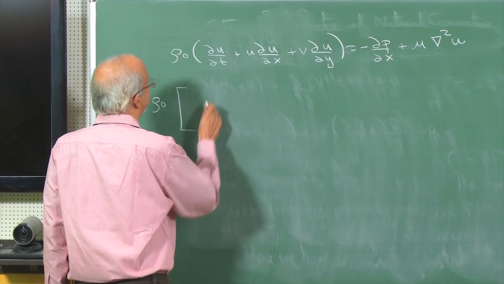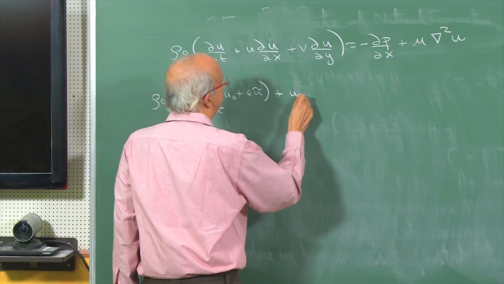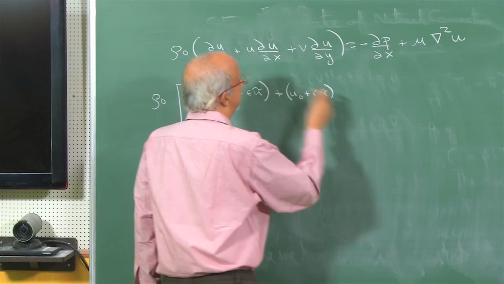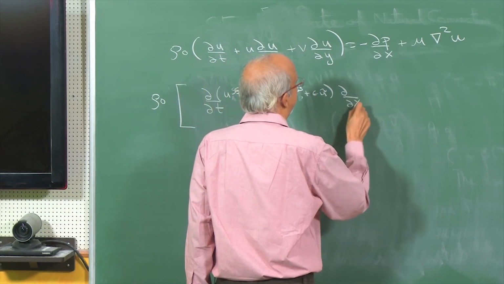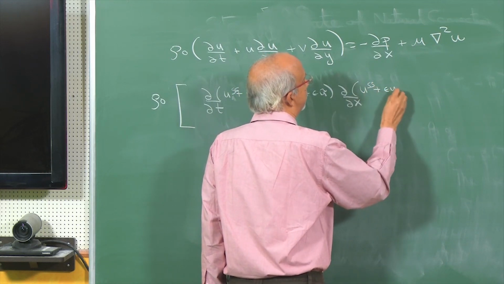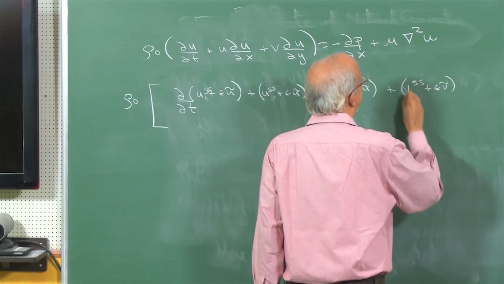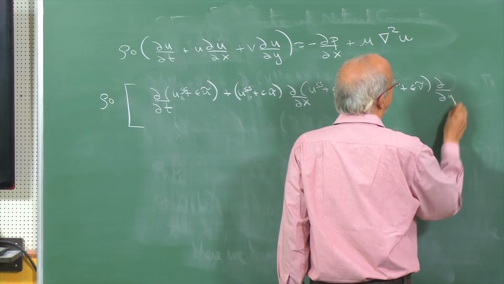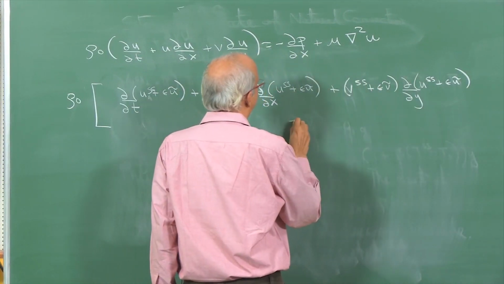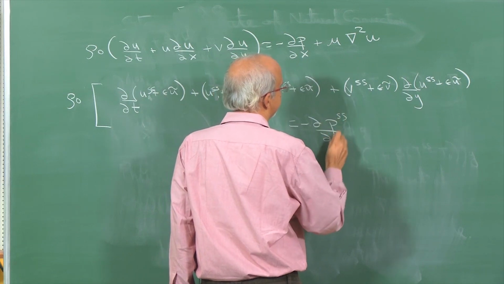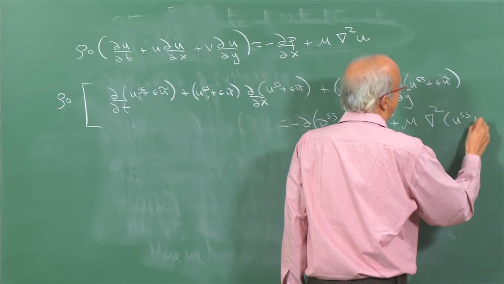What this results in is d by dt of u naught plus epsilon u tilde, plus u naught plus epsilon u tilde times d by dx of uss plus epsilon u tilde, plus vss plus epsilon v tilde times d by dy of uss plus epsilon u tilde, which equals minus d by dx of pss plus epsilon p tilde, plus mu times del squared of uss plus epsilon u tilde.